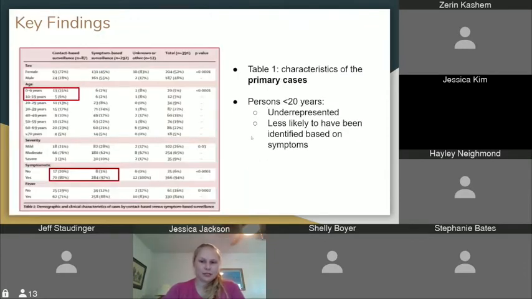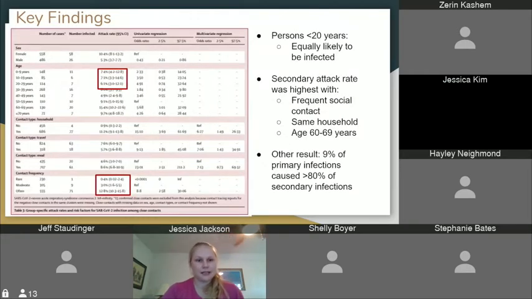And as I said, persons under 20 years were kind of underrepresented here, and they were also less likely to have been identified based on symptoms. And so this second table here looks at the characteristics of the contacts, and it looks at the secondary attack rate, which was the probability that somebody who'd been interacting in one of those situations that they defined before with the primary patient became sick.